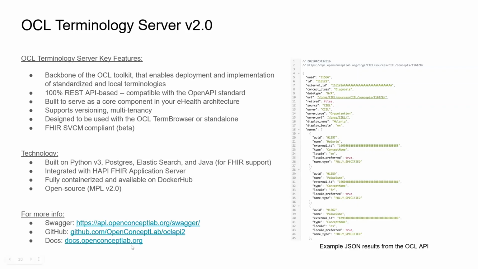I'll talk about that in the next slide. It's built on modern technologies like Python, Postgres, and Elasticsearch, and it's also Dockerized and available on Docker Hub. We've got links for more information here. I hope these slides can be sent out after this presentation. Here on the right is an example of JSON results that come from the OCL API about a particular concept, but there are many more kinds of results that you can get than just concepts themselves. So definitely explore if you're interested in that more technical side.